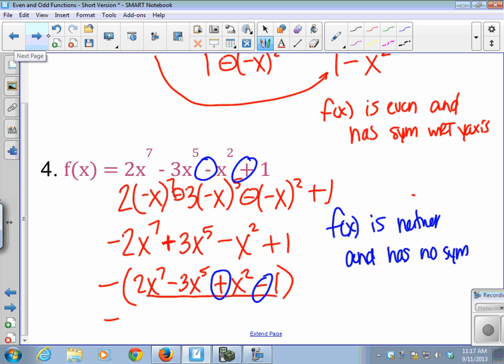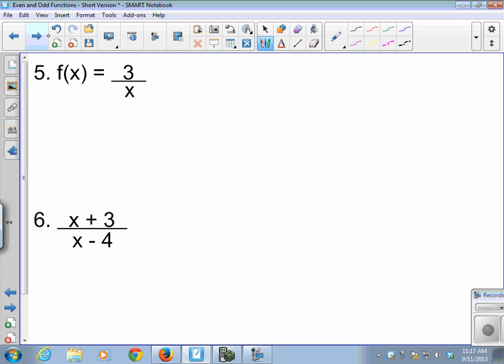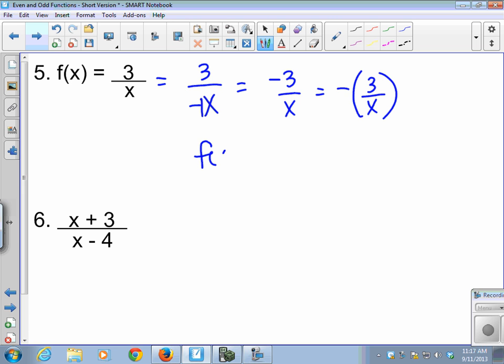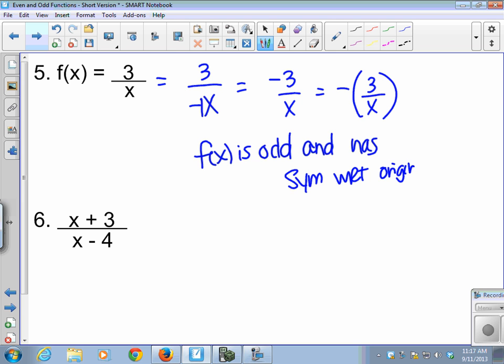Alright, 3 more examples. Number 5. So number 5, I'm going to plug in a negative x to the bottom. That's all I can do. This is like a negative 1, so when I simplify 3 divided by negative 1, that's just going to end up being a negative 3x, which is also the same as this. So since I end up with the opposite of what I started with, f of x is odd and has symmetry with respect to origin.